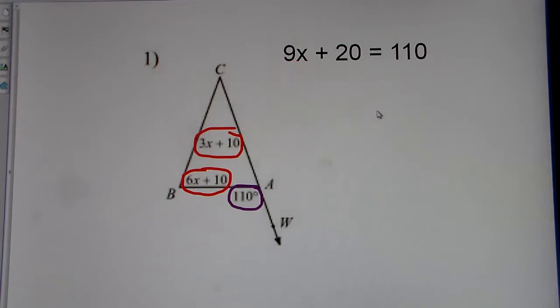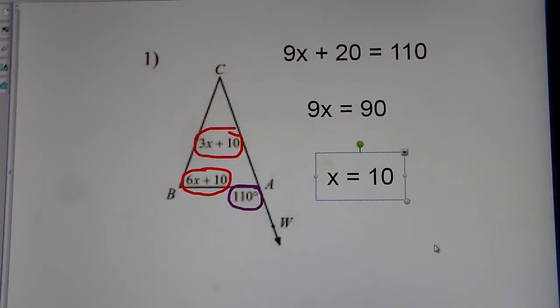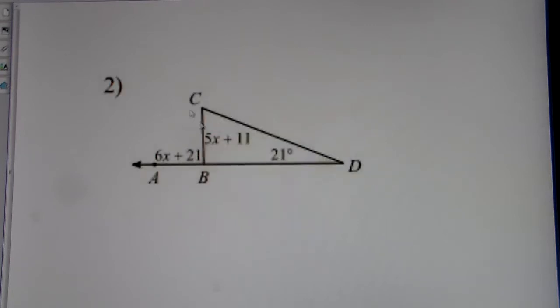So it's equal to 110. We then do our inverse operations of subtract 20 from both sides, and then we get 9x equals 90. Divide by 9 to both sides, and you get x equals 10. And that's what we're asked to do in problem number 1, is to solve for x. Find out the x value that'll make this true, meaning that the exterior angle is equal to the sum of the two interior angles. That's not the supplementary angle. That's problem number 1.